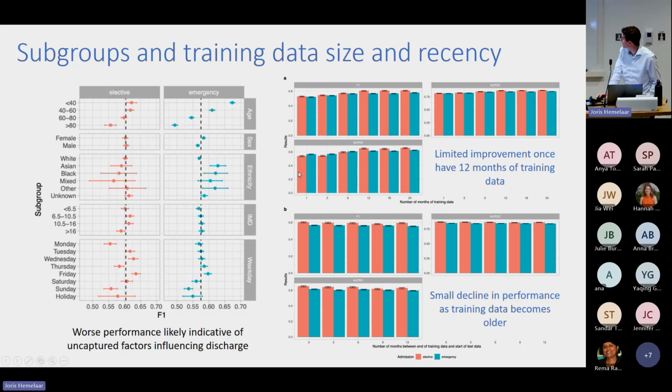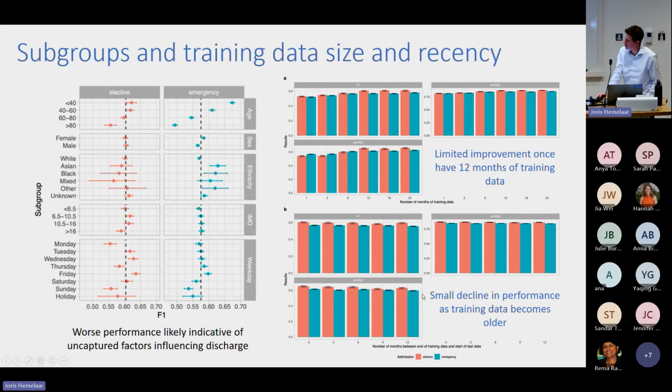We see performance improve somewhat if you have more training data. So here, if you only have 1 to 6 months of data, you do worse than if you have 12 months of data. But once you have about 12 months of data in a hospital, that seems to be enough. And if we use the same test data of 12 months, and 12 months of training data, but make it go further back in time, then we can see a slight decline in performance as the training data becomes older. It's subtle, but it is there.